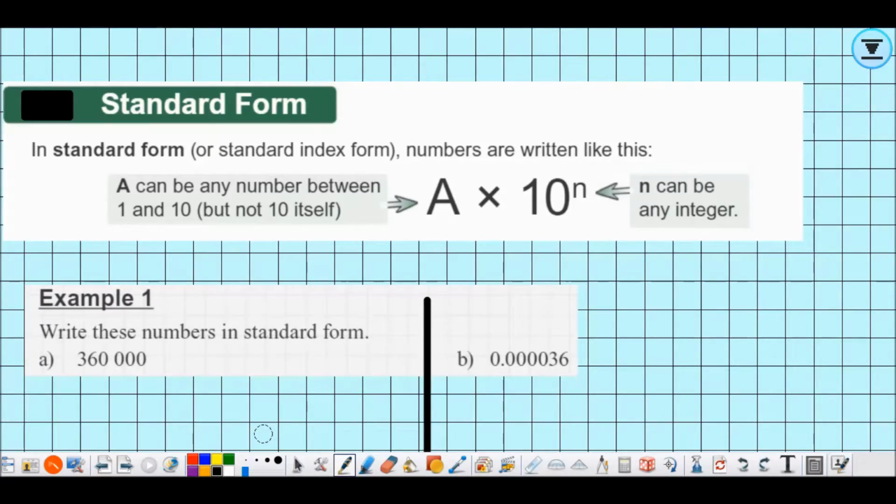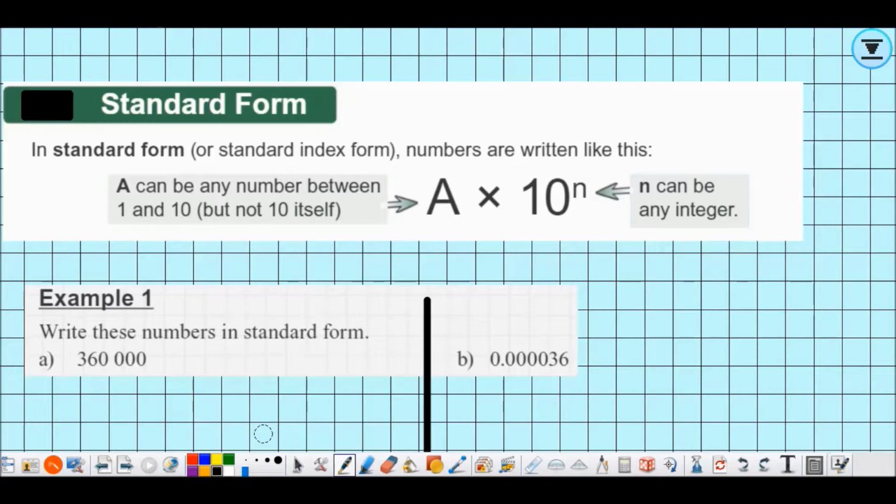Hi guys, so we're just going to look at standard form. This is the first lesson on standard form, and we're going to just convert between standard form and normal ordinary numbers. Now, on the instruction at the top of the screen there, you can see that standard form is written in two parts.